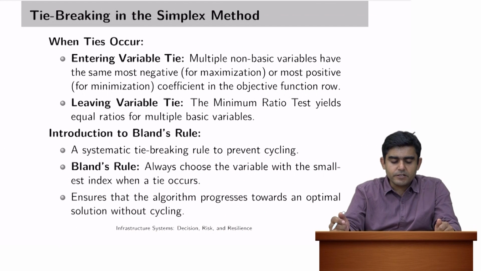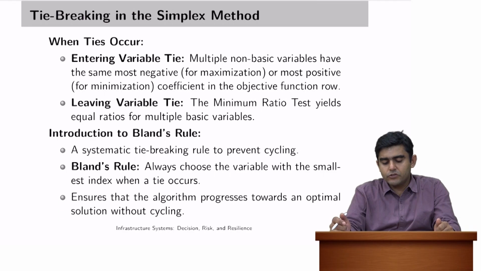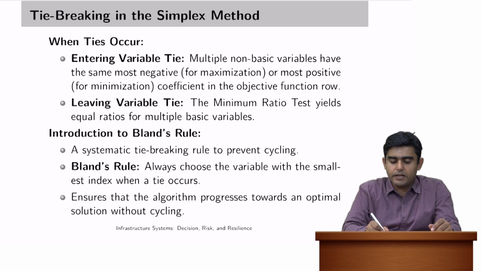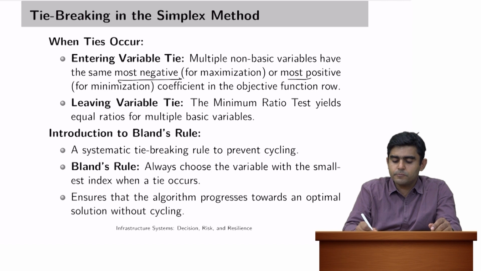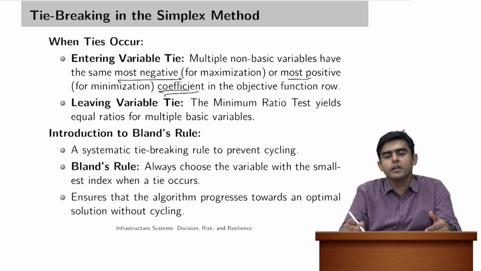So there are certain special cases in the simplex method that we should also look into, for example how to break ties. When you are updating the tableau, you have to decide what is the entering variable and what is the leaving variable. In some cases, multiple non-basic variables may have the same most negative or most positive coefficients, depending upon how you are setting up the problem, as a maximization or a minimization problem.